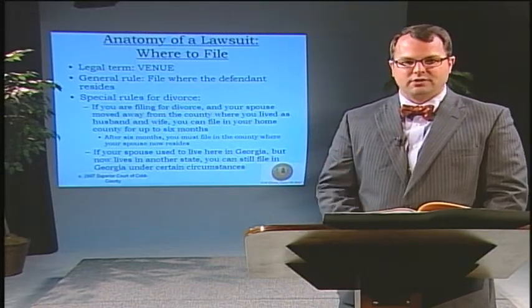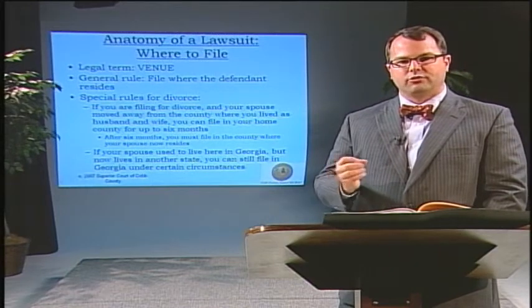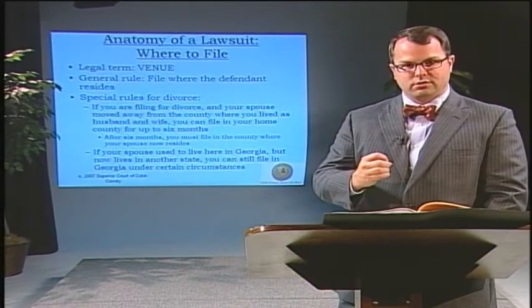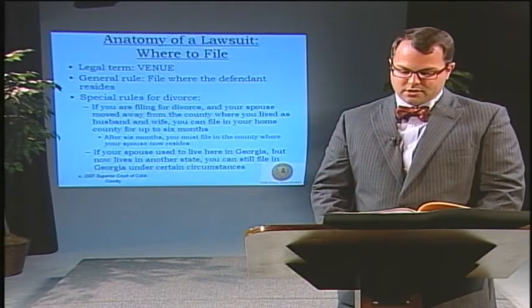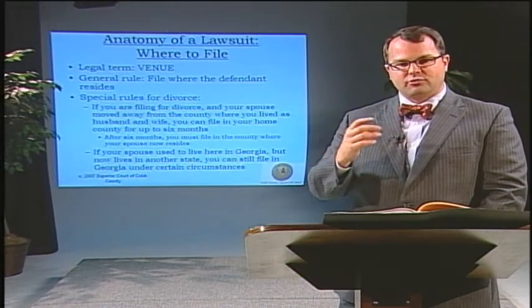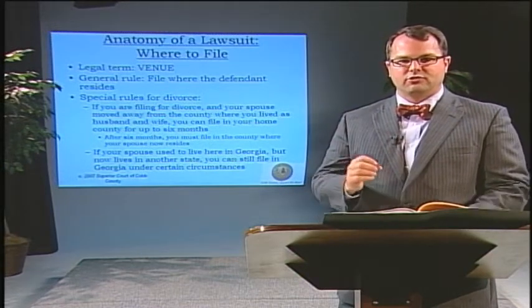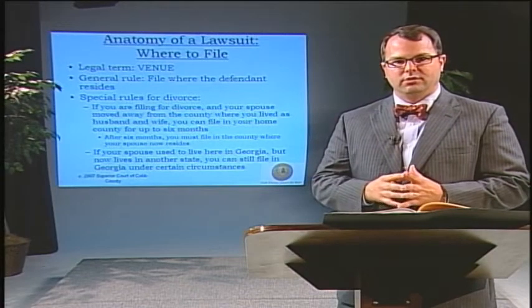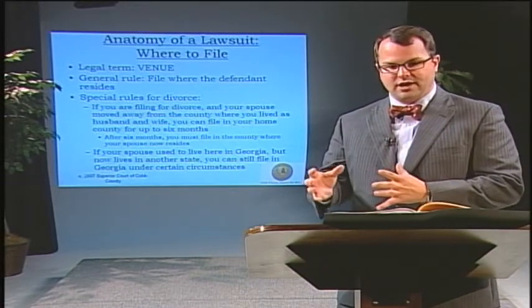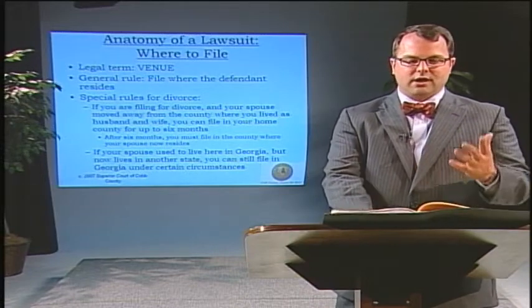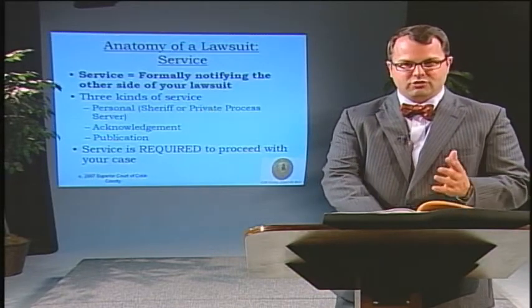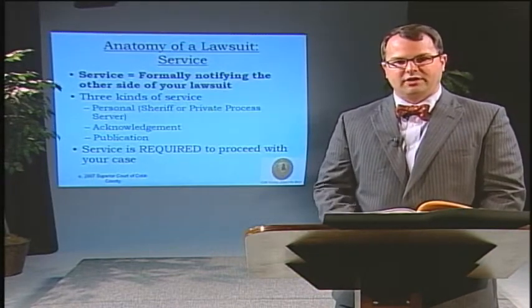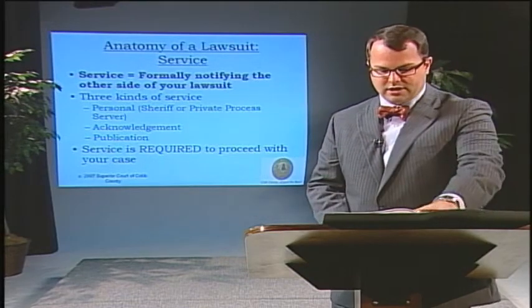There's another exception involving situations where your spouse or the person you're suing lived in Georgia but no longer lives here. If your spouse now lives in another state, there are special exceptions that allow you to sue them other than in the county where he or she resides in that other state. But that requires a lot of special procedure and will require you most likely to hire an attorney, which we'll talk about at the end.